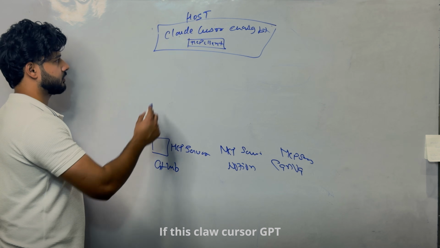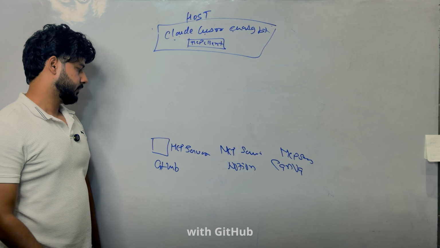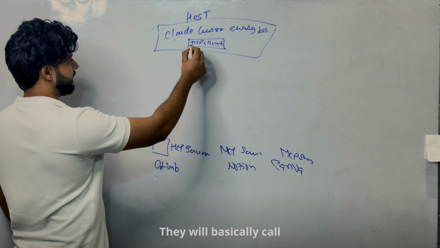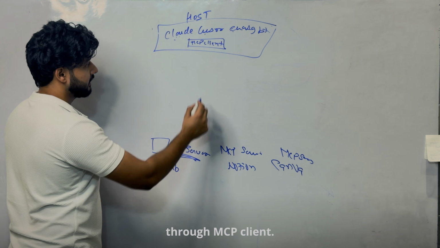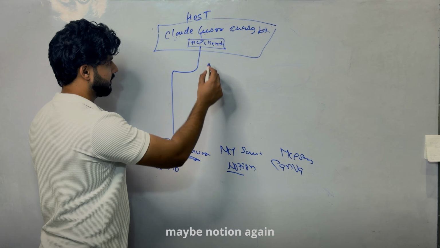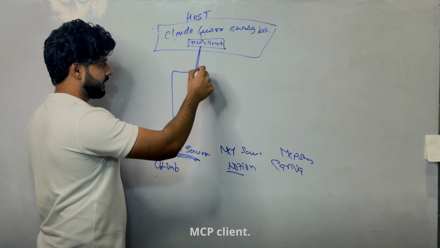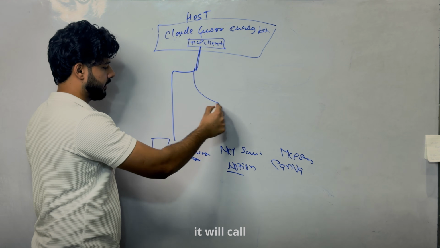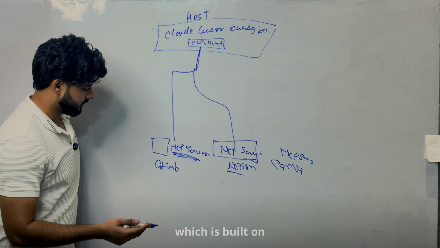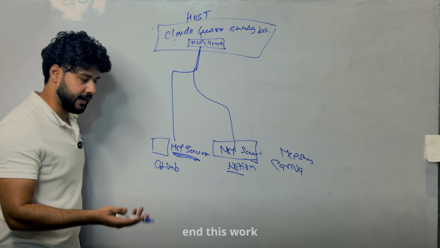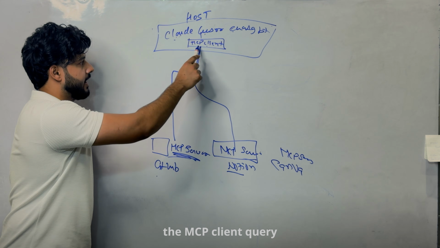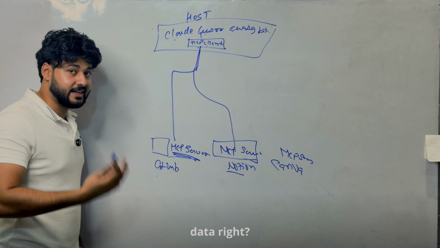Now if Claude, Cursor, ChatGPT want to connect with GitHub, they will not call the GitHub API. They will basically call the GitHub MCP server through the MCP client, right? If they want to call maybe Notion, again Claude will call the MCP client, and on behalf of Claude, it will call the MCP server of Notion. This MCP server, which is built on top of GitHub's backend, works as a translator. It will translate the MCP client query, and it will provide data, right?